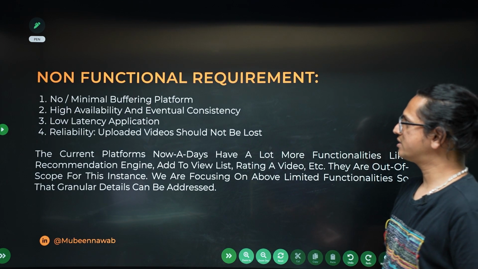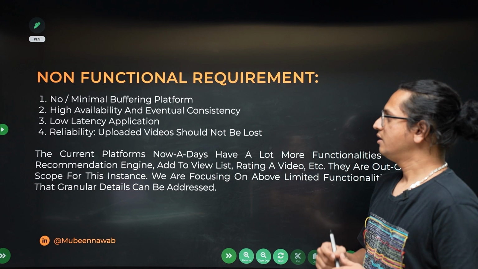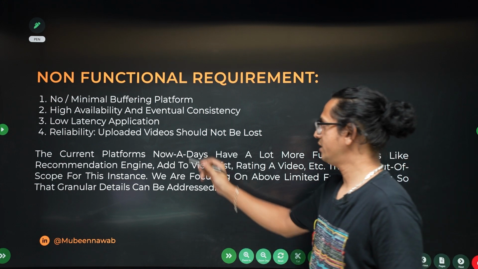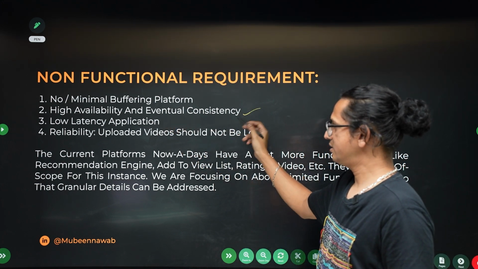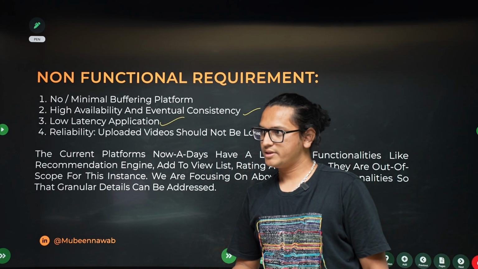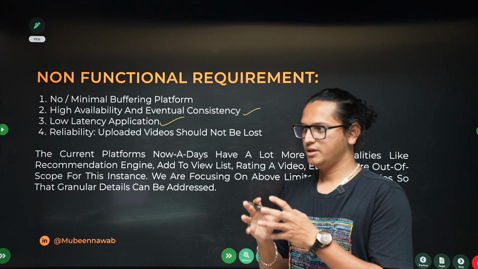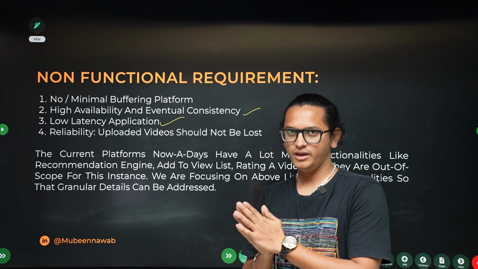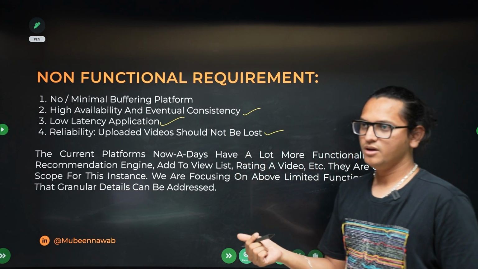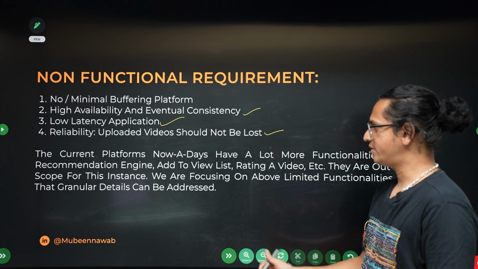Okay, and the non-functional requirements needed to fix the problem statement are, of course, about the buffering issue. We don't need any kind of buffering issue to watch the video, right? So high availability and eventual consistency is one option, and a low latency application is another option. And reliability, of course: whenever content is uploaded by the content creator, we have to keep things secure so they do not get lost. Okay, so these are the 4 non-functional requirements needed for the problem statement which has been taken for today for recorded video streaming.